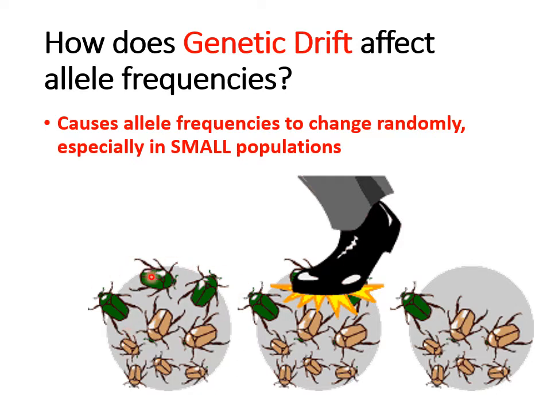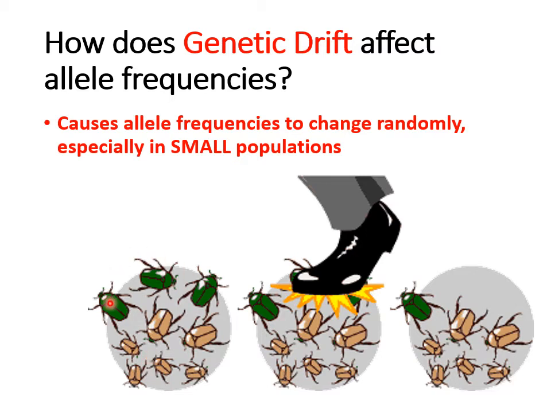Meaning, for instance, here you have a population of beetles, okay? Let's say that being an orangish or beige beetle is less beneficial, okay? Let's say in this case, they're the ones that would get eaten off normally, okay?